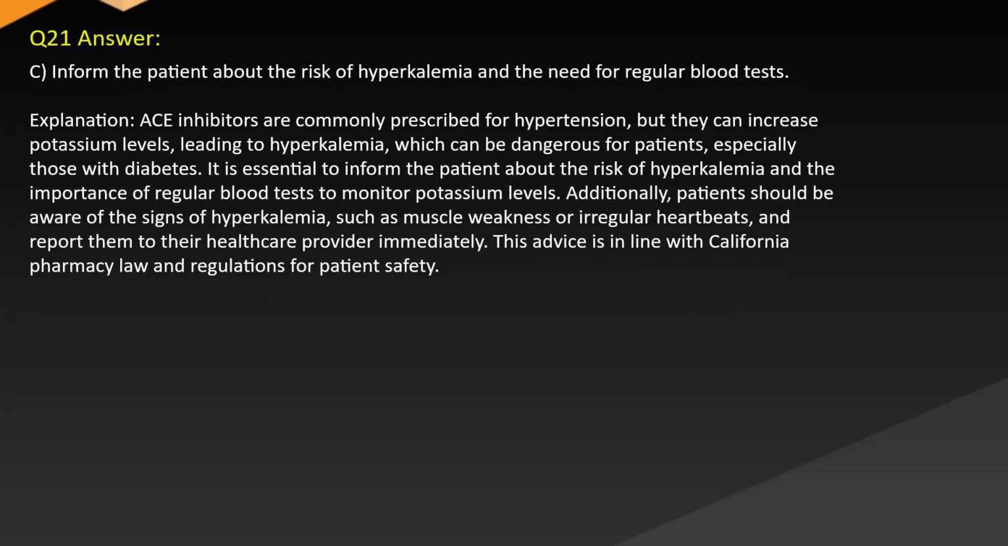Answer. C. Inform the patient about the risk of hyperkalemia and the need for regular blood tests. Explanation. ACE inhibitors are commonly prescribed for hypertension, but they can increase potassium levels, leading to hyperkalemia, which can be dangerous for patients, especially those with diabetes. It is essential to inform the patient about the risk of hyperkalemia and the importance of regular blood tests to monitor potassium levels. Patients should be aware of the signs of hyperkalemia, such as muscle weakness or irregular heartbeats, and report them to their healthcare provider immediately. This advice is in line with California pharmacy law and regulations for patient safety.